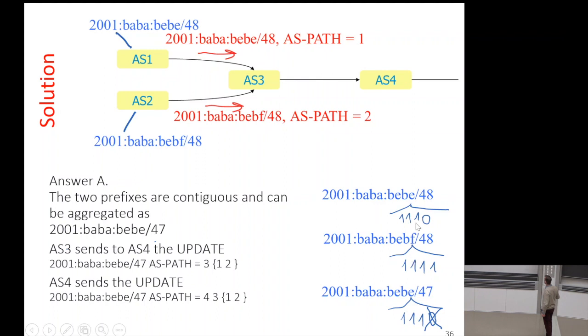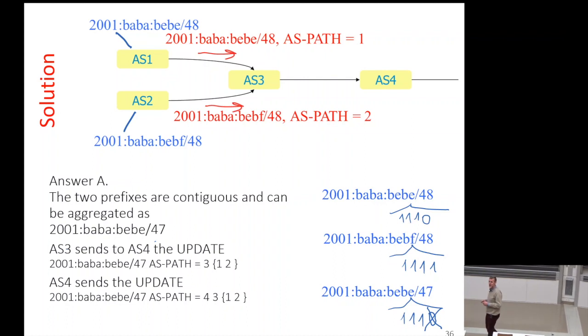We see that we can aggregate them by keeping 1110/47 or 11F/47. That gives the same thing. So this symbolic representation means the aggregation of those 2 here. So it is possible to aggregate them. They are contiguous. Now there's still a problem. The AS paths are not the same.